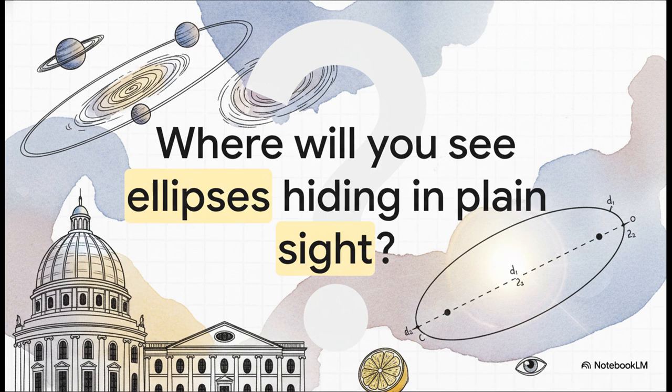So there you have it. From planetary orbits to architectural wonders, the ellipse is absolutely everywhere. The blueprint is simple, and now that you know how to read that blueprint, I'll leave you with a question. Where are you going to spot one next?